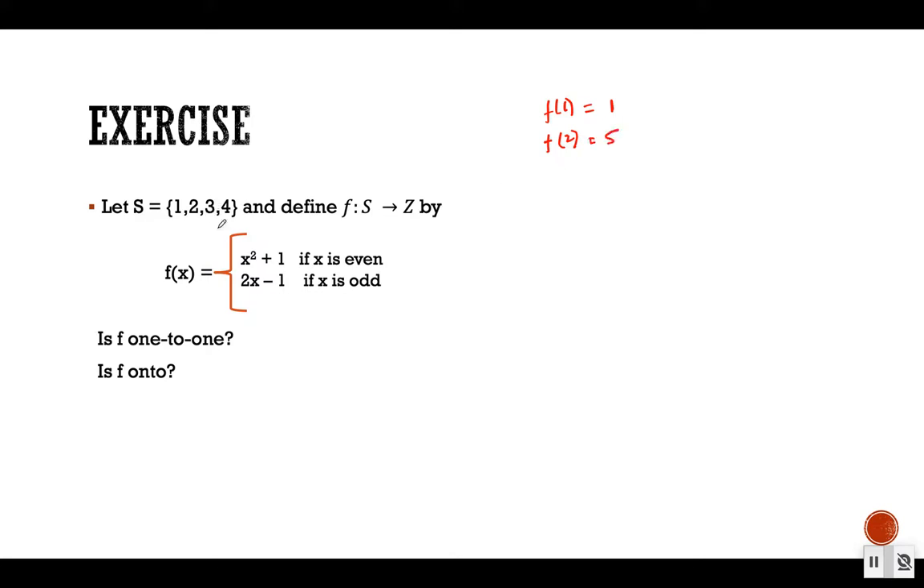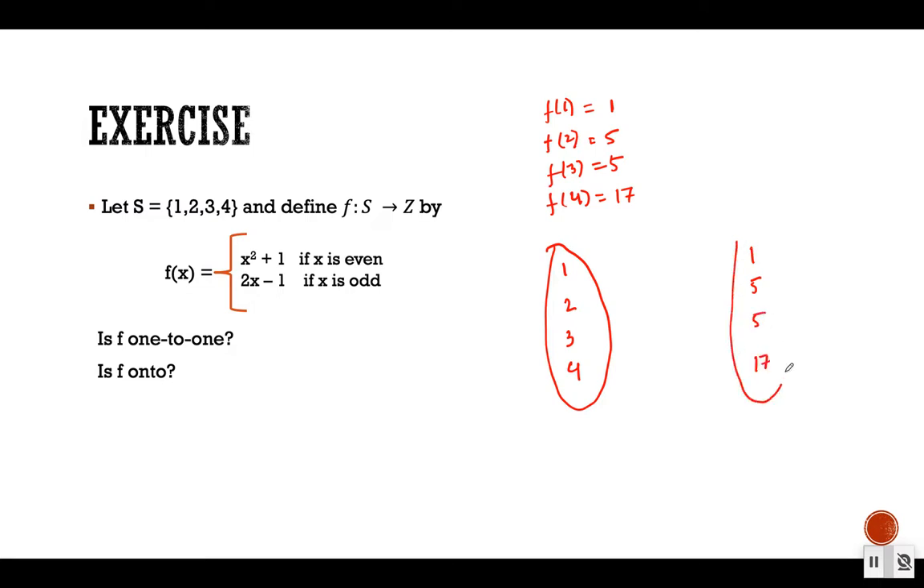f of 3 is odd, so it will be 3 times 2, 6, minus 1, 5. And f of 4 is even, so 4 squared, 16, plus 1, 17. So the function looks like this: that's our input and that's our output.